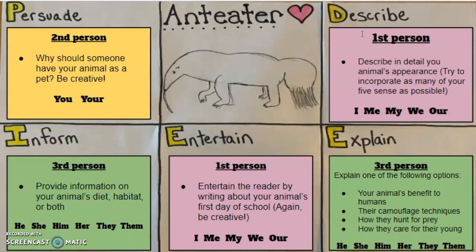So the kicker is it's in first person. You want to make sure you're saying, I have a beautiful silky red fur coat that feels like a warm blanket. So you have to write this in first person and try to incorporate as many of the 5 senses as possible.